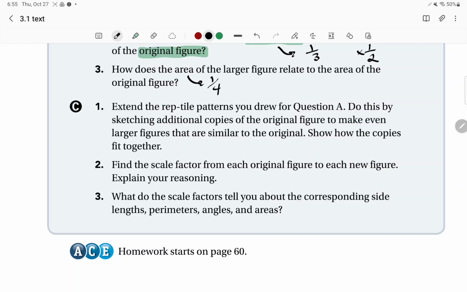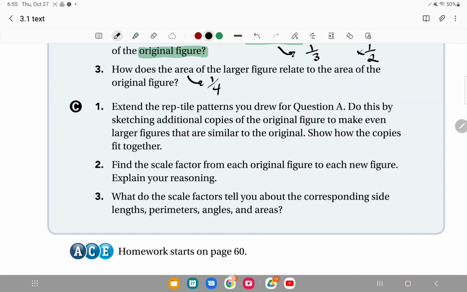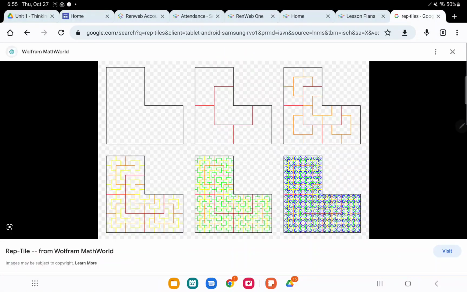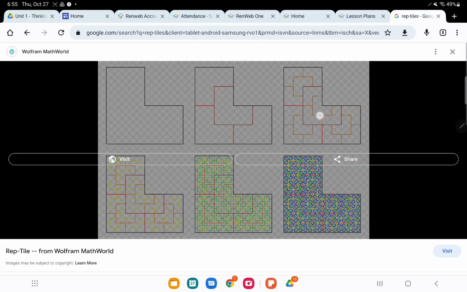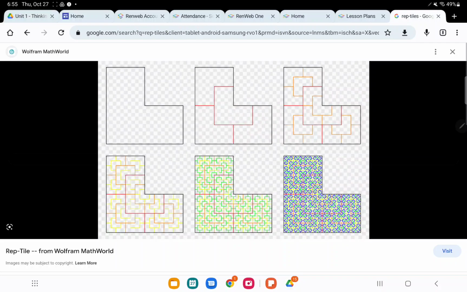And then part C, extend those reptile patterns you drew for question A. Do this by sketching additional copies. So basically you're drawing more of those smaller reptiles to create a larger similar reptile. And that's similar to, if we go back to this website, this one right here. So you had created this middle one, and now you're creating one more like that, or this, or this, or this. Okay, so that's what you're doing for this one. Pause the video, do that, and then come back. I would say try it for one of them. At least one of them.